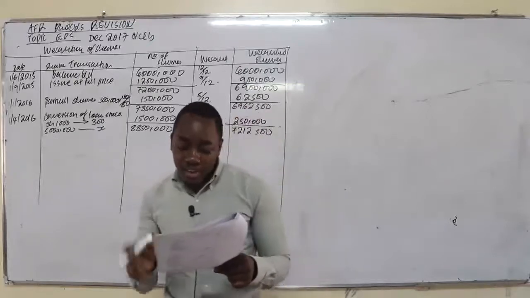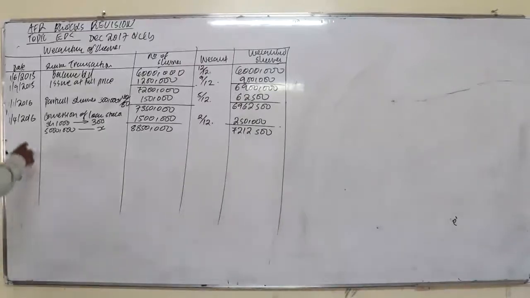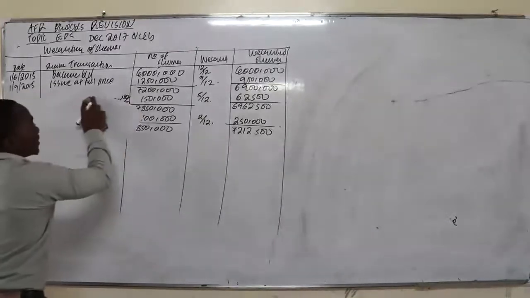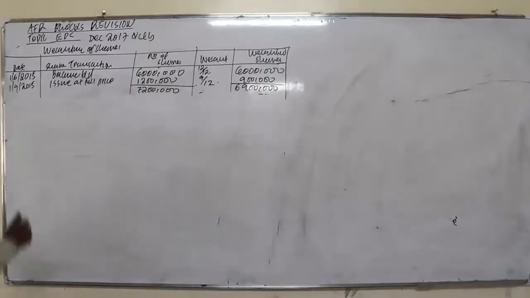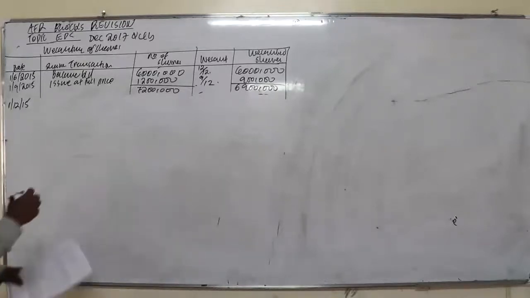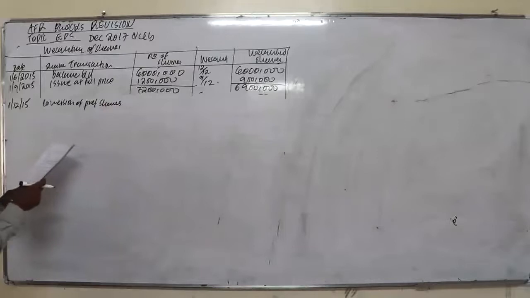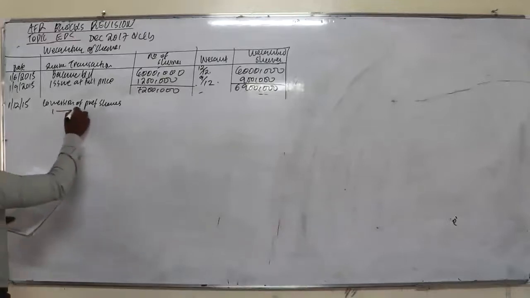A holder of shillings 600 preference shares converted them into ordinary shares on 1st December 2015. So on 1st of December 2015, how many months to the end of the year? December, January, February, March, May. There are 6 months, eh? So there was conversion of preference shares. What was the term? The preference shares are convertible into ordinary shares at the option of the preference shareholder on the basis of 2 ordinary shares for each preference share. For 1 preference share, you get 2 ordinary.